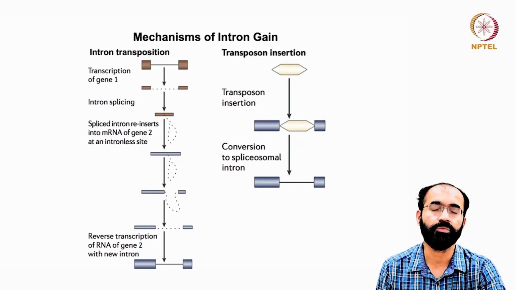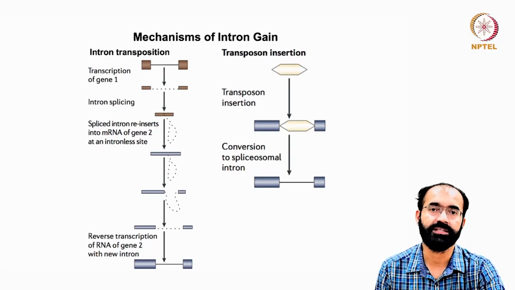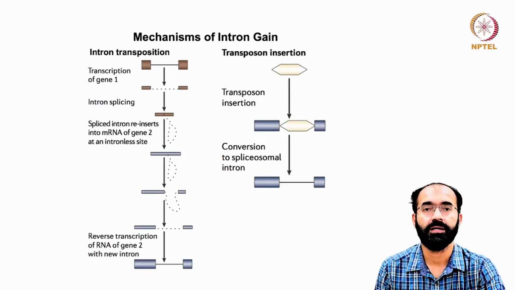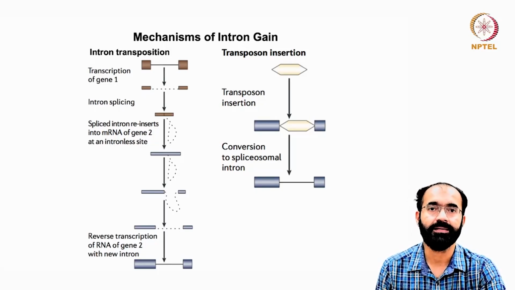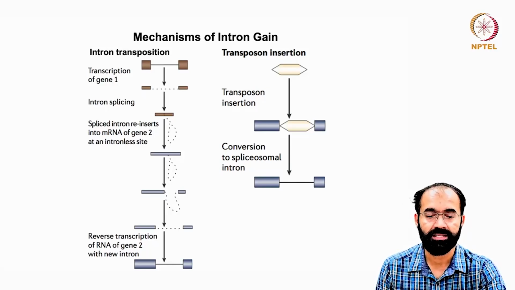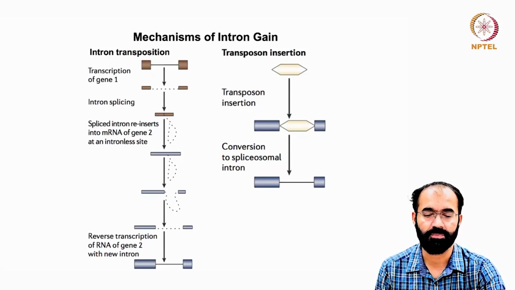If it integrates into an exon, first it will disrupt that exon, but over the years this sequence may acquire features. Maybe a part of exon also will be included in the intron. So anything is possible. So it can acquire the features, like in the case of transposon, you are acquiring the features of a spliceosomal intron. This is very much possible.